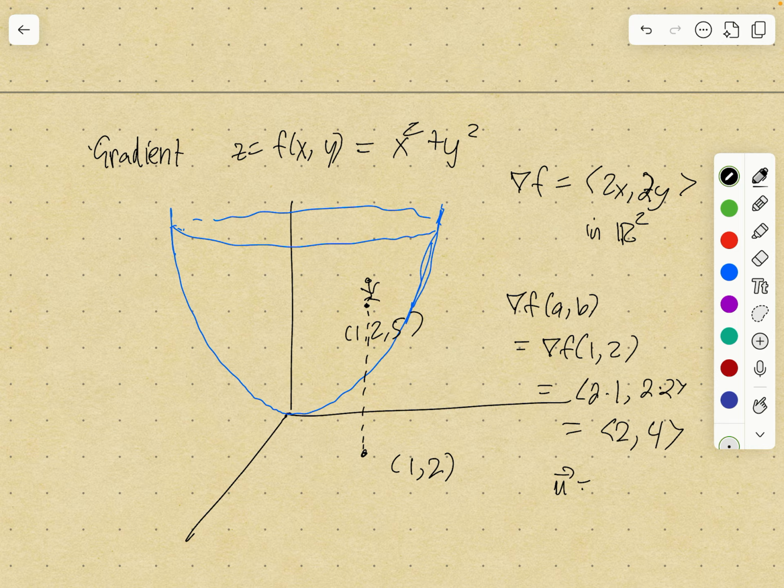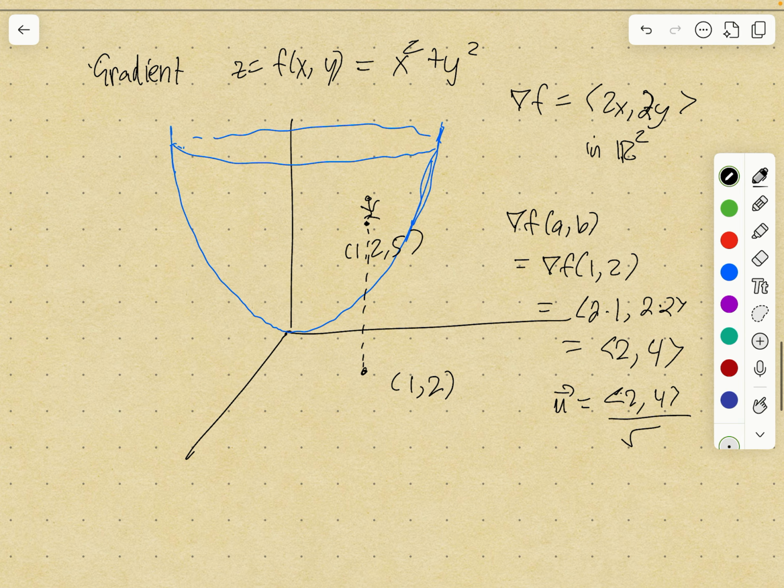Okay, so your unit vector would just be normalized. So you divide by the length, and the length is the square root of 20. So it would be u equals, when you simplify it, 1 over root 5, 2 over root 5. Okay, but where is the 1 over root 5, 2 over root 5?